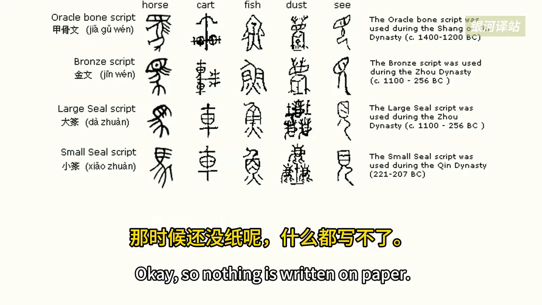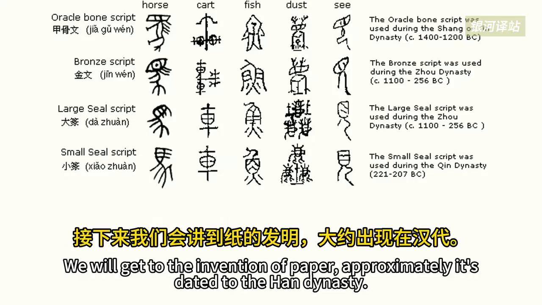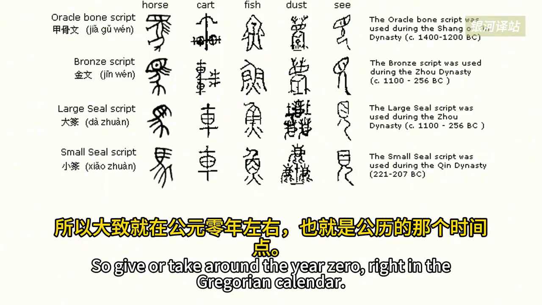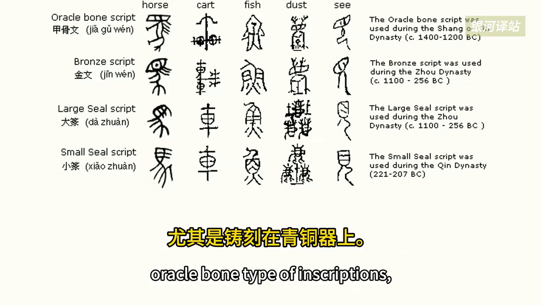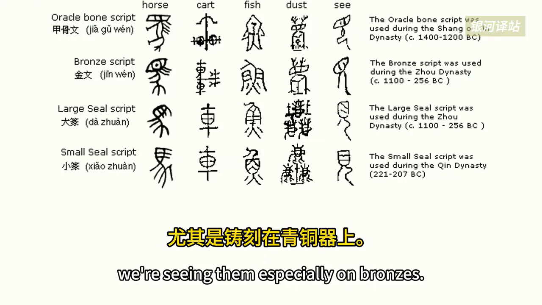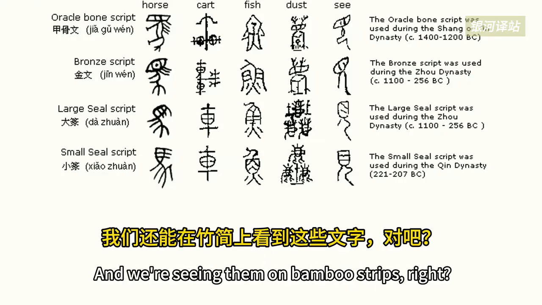Okay, so nothing is written on paper. We will get to the invention of paper. Approximately, it's dated to the Han Dynasty, so give or take around the year 0 in the Gregorian calendar. But for the pre-paper era, we're seeing writing on, of course, oracle bone inscriptions. We're seeing them especially on bronzes, and on bamboo strips.